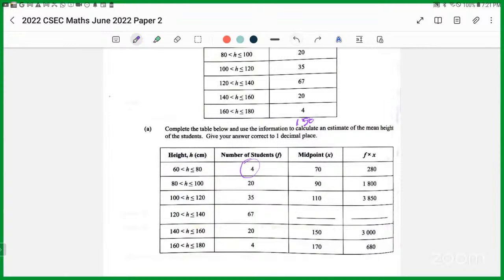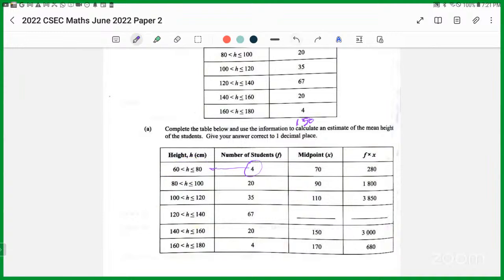Yes, I know the data is presented. And that's why we're only calculating an estimate of the mean. We can't know the precise mean. And CSEC will ask you that from time to time. Why are we calculating an estimated mean? Because we don't know the actual height of the students in the groups. For example, the 4 students in the first group, we don't know the actual height that they measure.